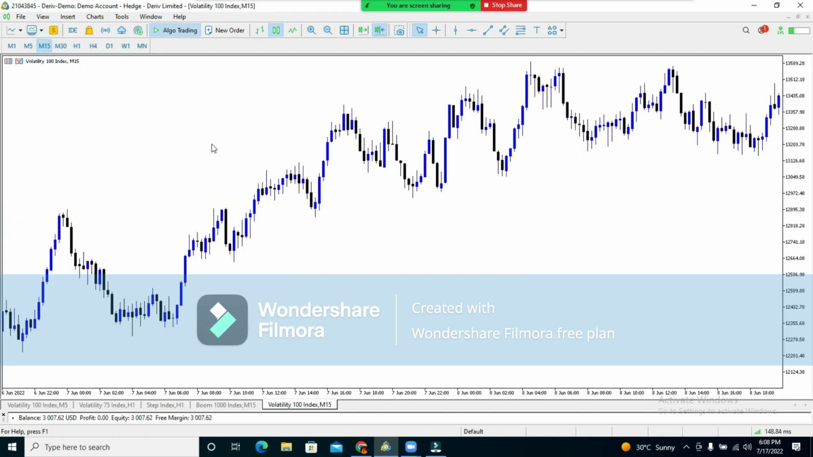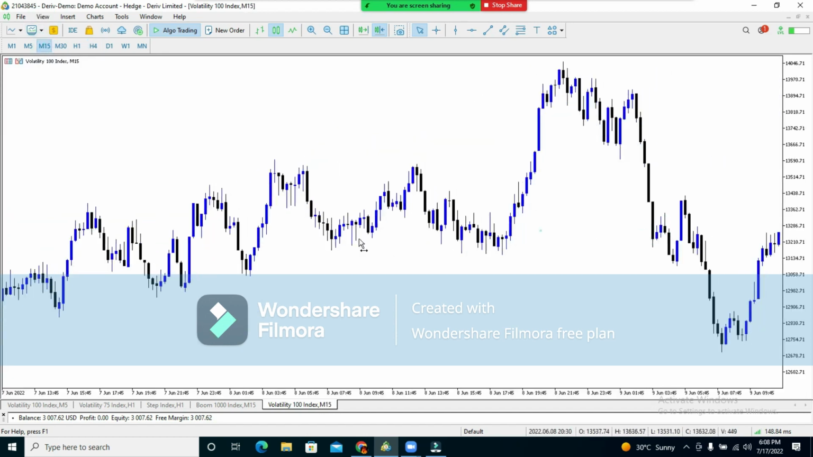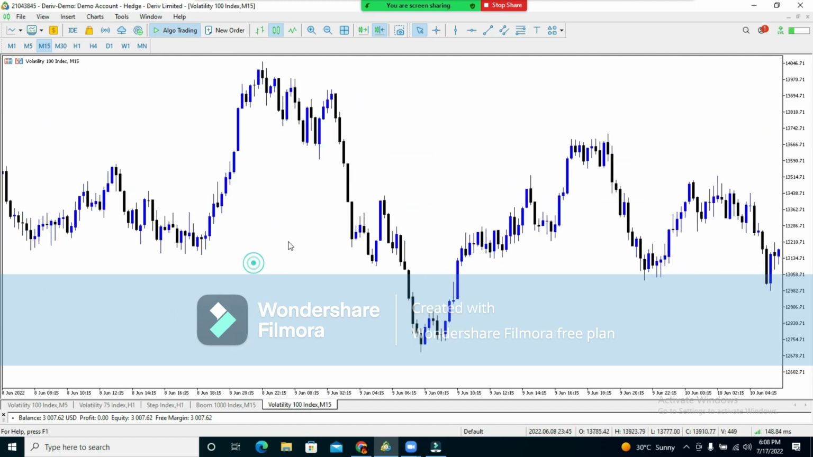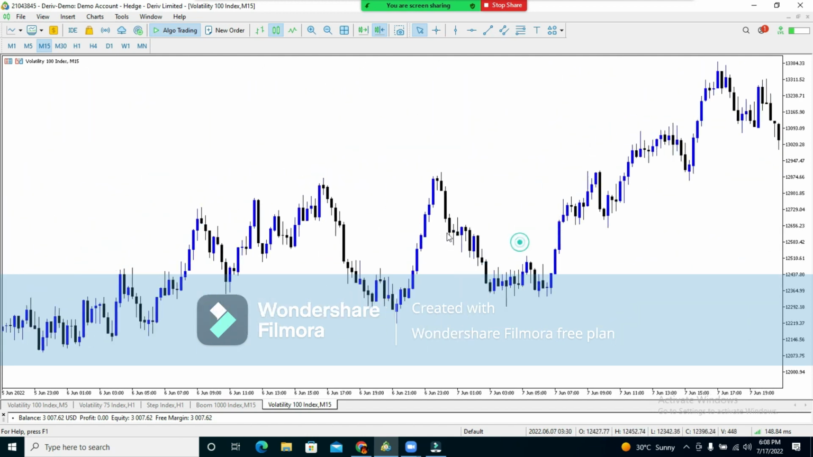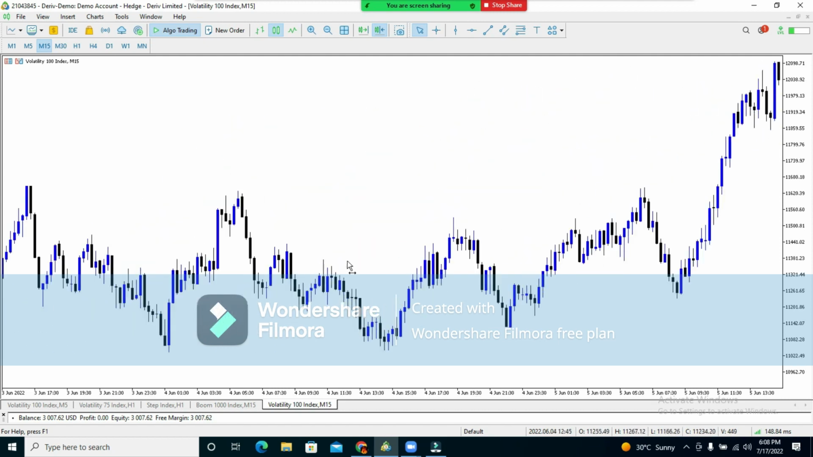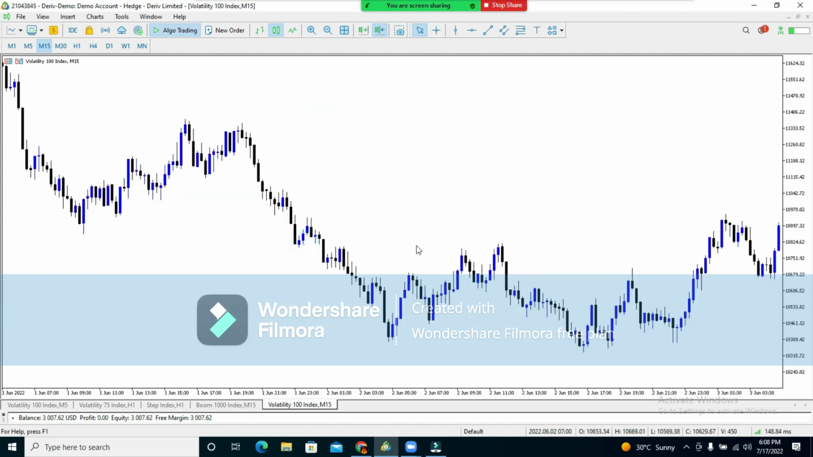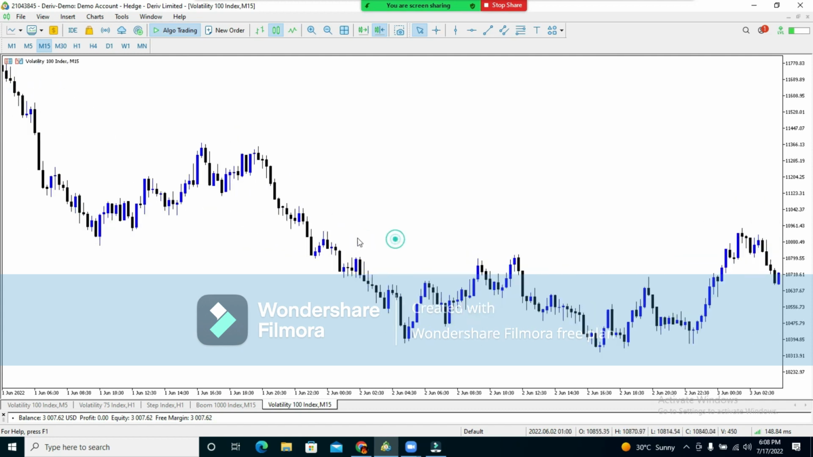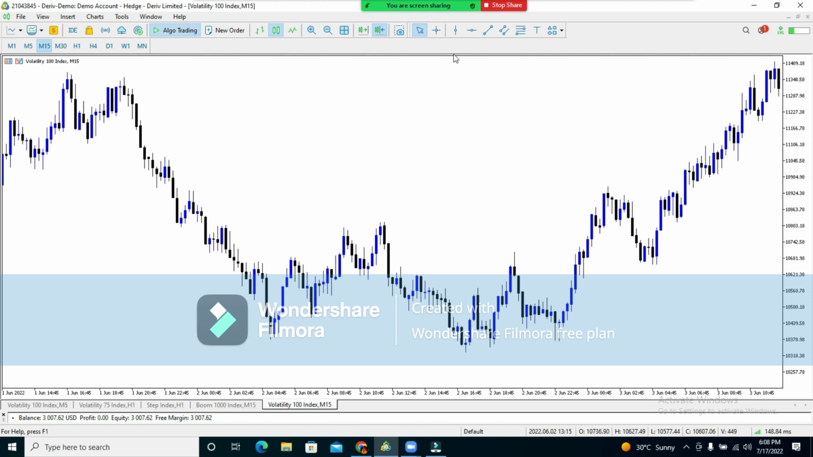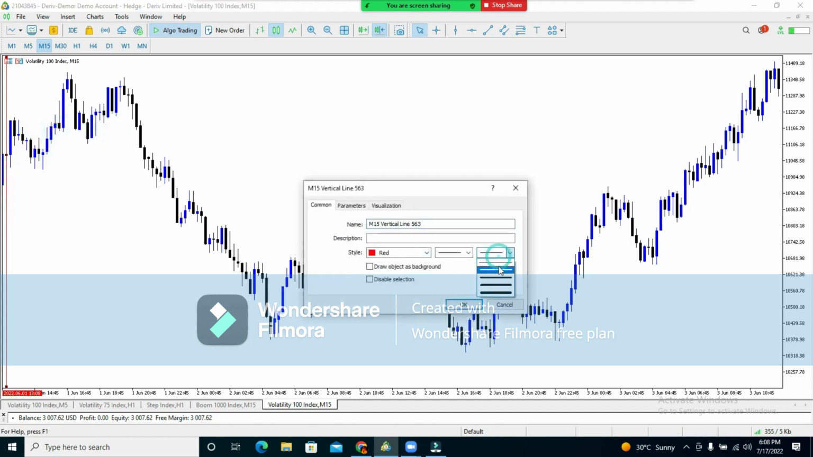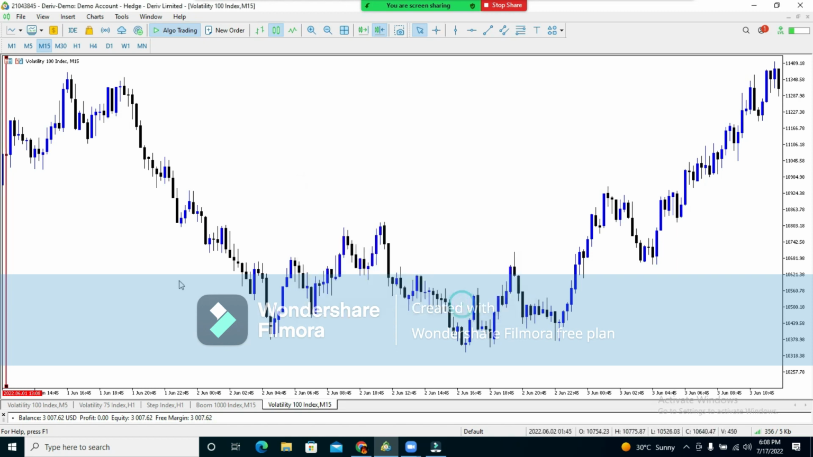Let me just go to 15 minutes and show you. We're going to analyze this now. Okay, so let's just start from here and analyze the market from this point. Let me increase this. You can see that red line is where we are starting our analysis from.